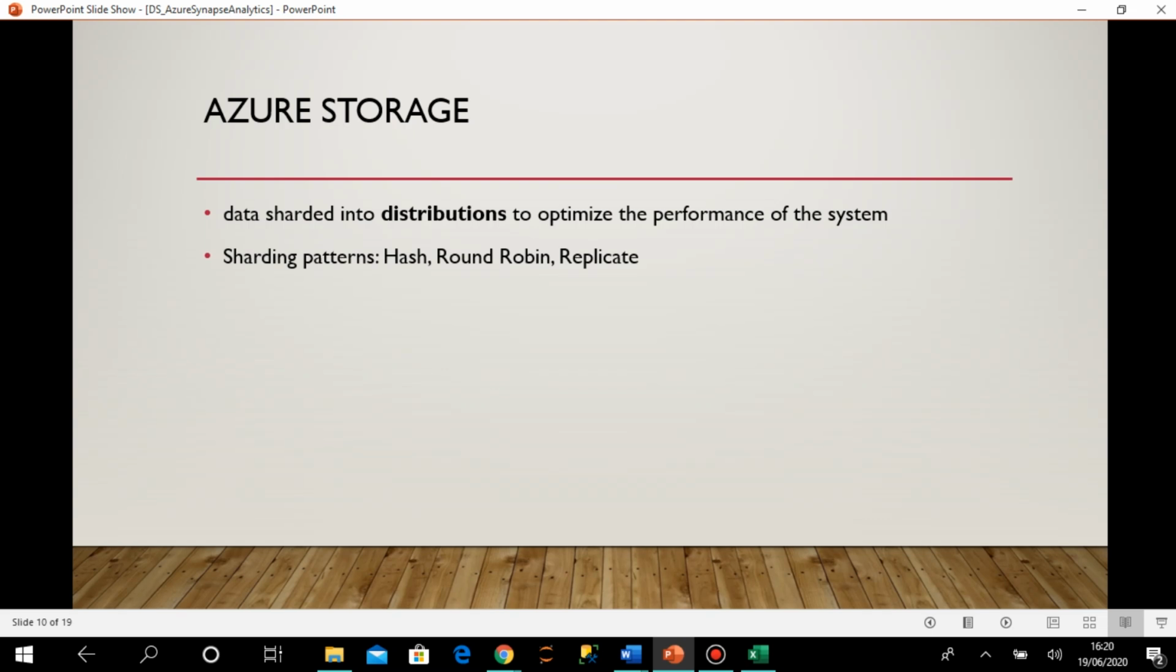Okay, and there are different patterns of sharding, that is how the data is stored. So there are 3 different patterns. Those are called hash, round robin, and replicate. So what are those? We'll discuss.